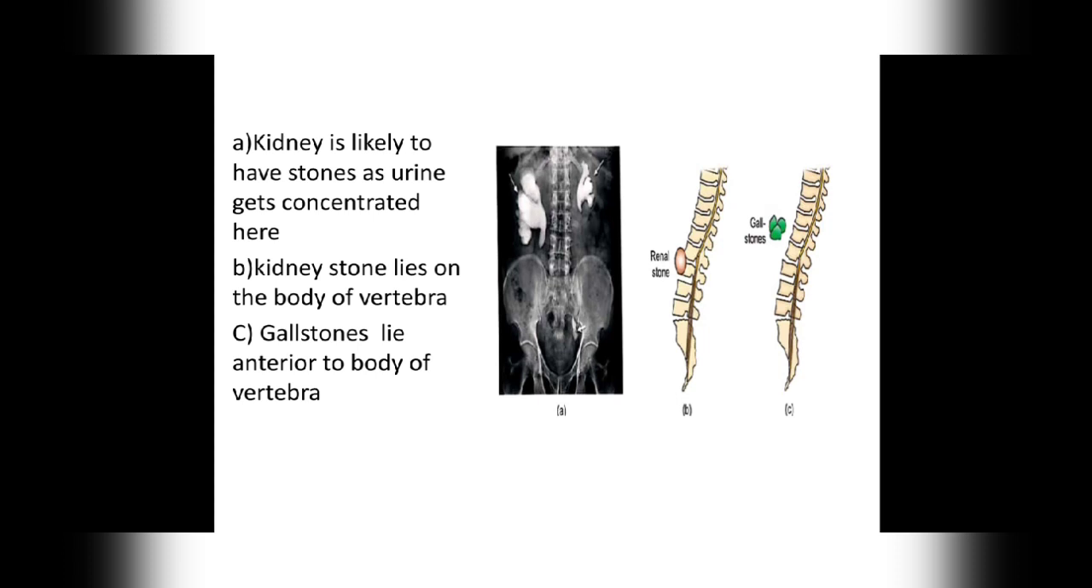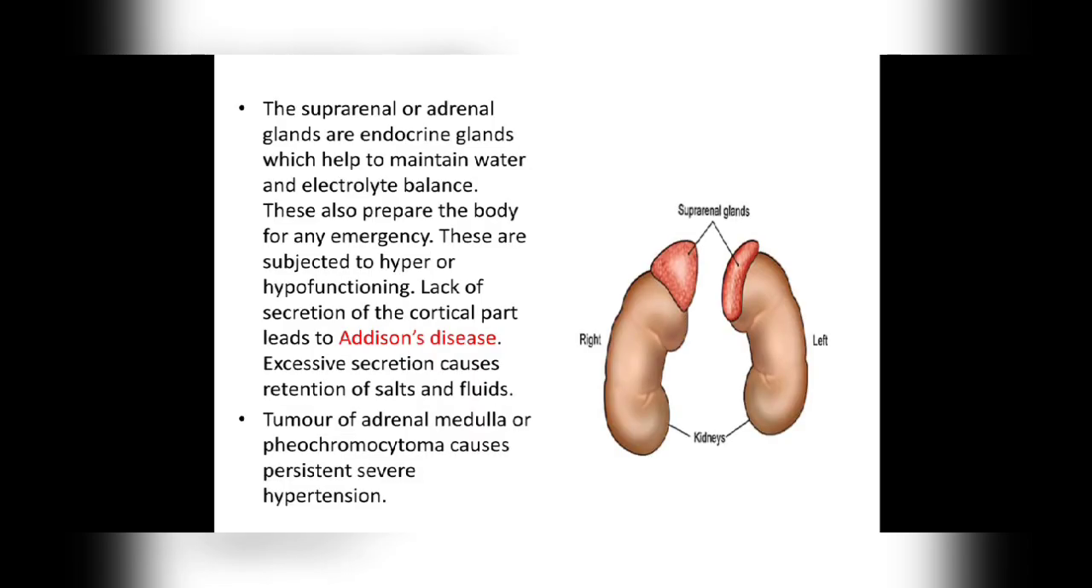Kidney stone lies on the body of vertebra in diagram number B, and gallstones lie anterior to the body of vertebra. Next topic is about suprarenal gland. The suprarenal or adrenal glands are endocrine glands which help to maintain water and electrolyte balance. These also prepare the body for an emergency.